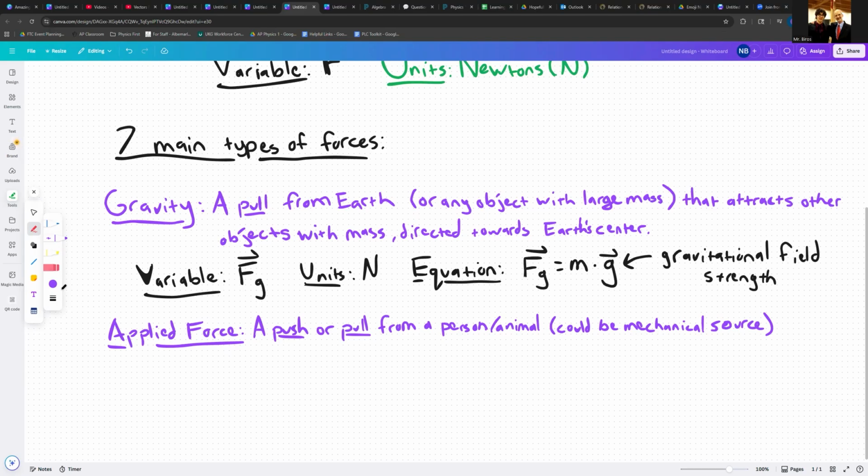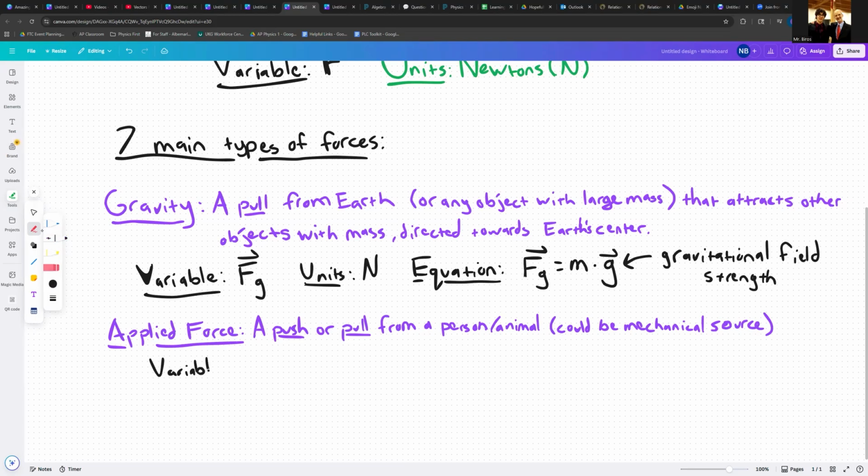But that's why I reference an engine or a mechanical source. If a person designed that engine to do some pushing or pulling, you could also lump that in with applied force. We're not going to have to worry too much about that. We're not going to get a bunch of engine problems or anything like that. Mostly this would just be, hey, I've got a person pushing or pulling on an object in my problem. Let's go ahead and call that an applied force.